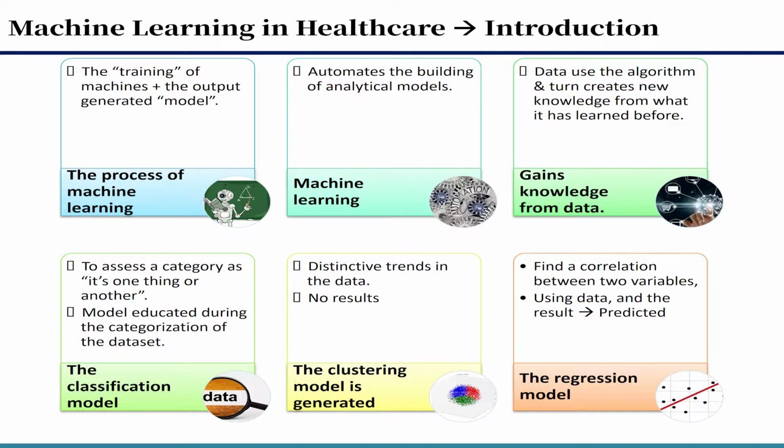When there are distinctive trends in the data but no results, a clustering model is generated, and that is the second one, the features of the classification and the clustering. And third is finding the correlation between two variables using data and results. That comes to prediction, where we make the prediction. So let's see, first we're going to talk about what the meaning of this machine learning is.